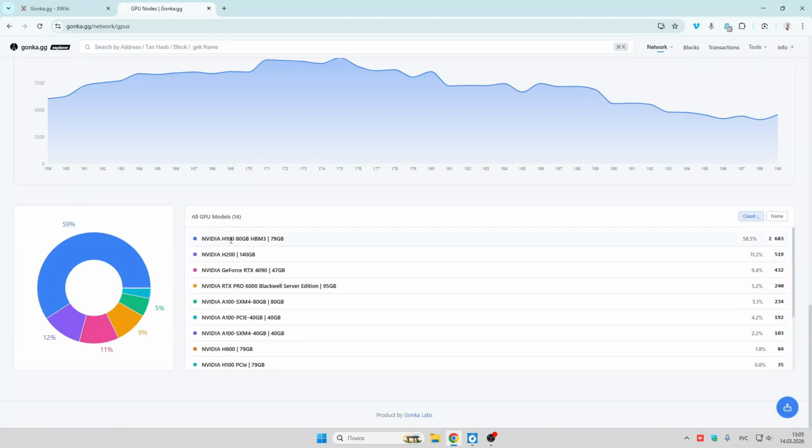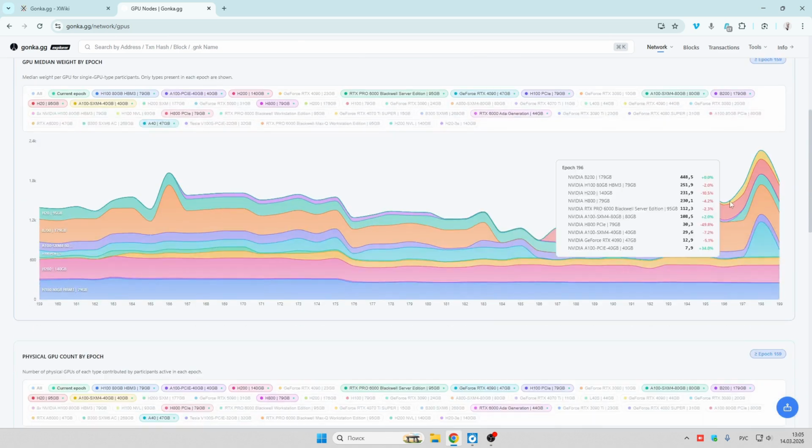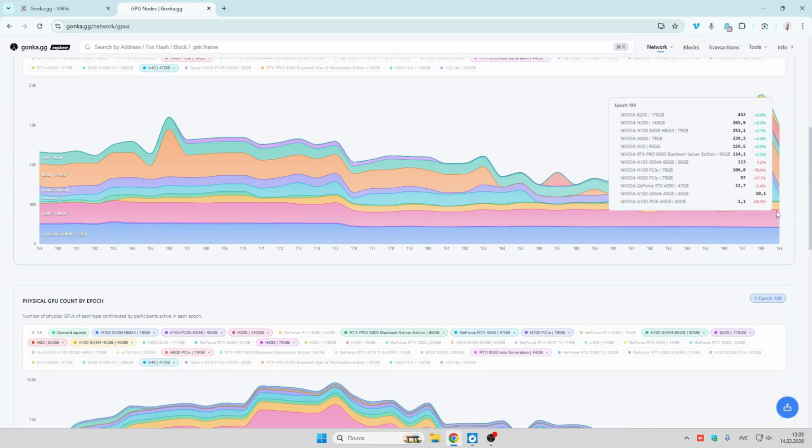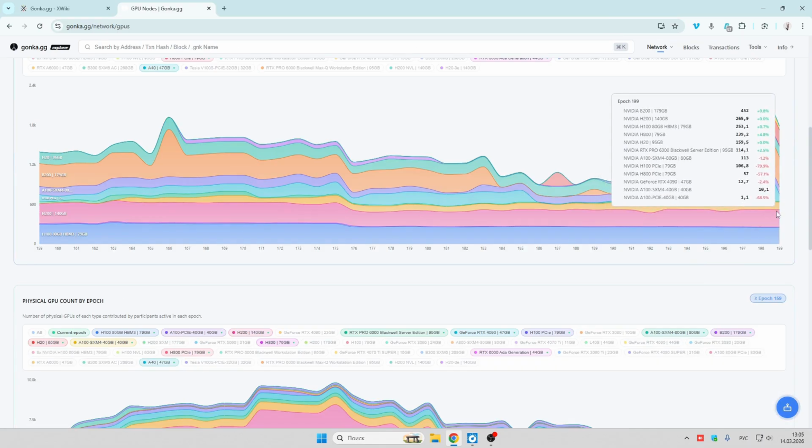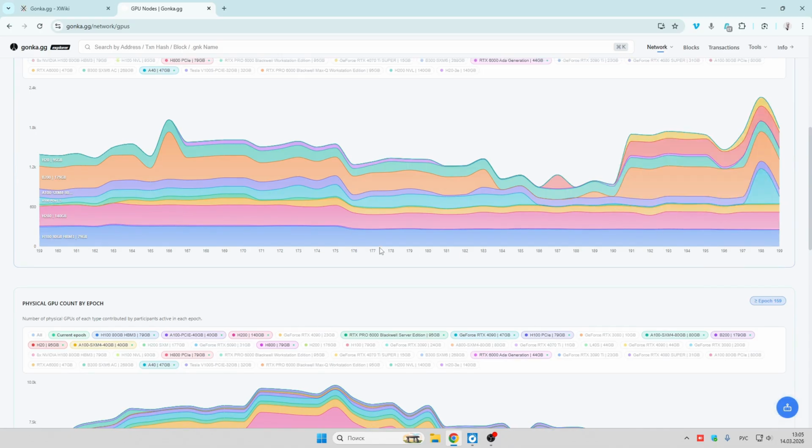Yes, right here. Take a look. NVIDIA H100 here, 2,683 cards make up 58.5%. Then they looked over here as well. So as you can see, NVIDIA H100 here, 253.1. Now we're looking at the chart.